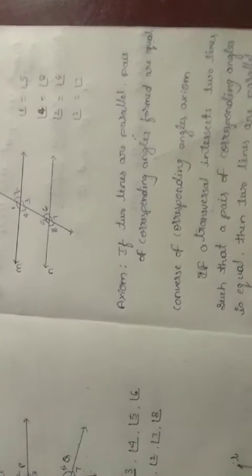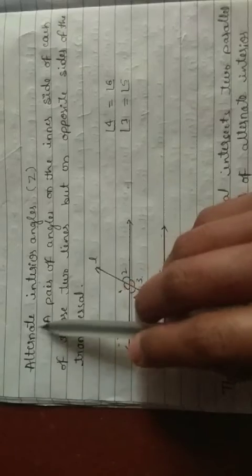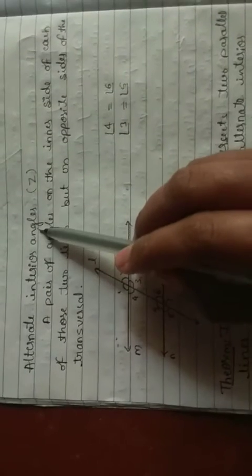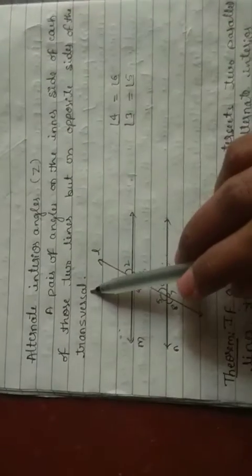Okay, understood? Next comes alternate interior angles. Alternate interior angles means we know interior angles. These are 3, 4, 5, 6, the interior angles, but they asked for alternate interior angles. Alternate interior angles means a pair of angles on the inner side of these two lines, but on opposite sides of the transversal.